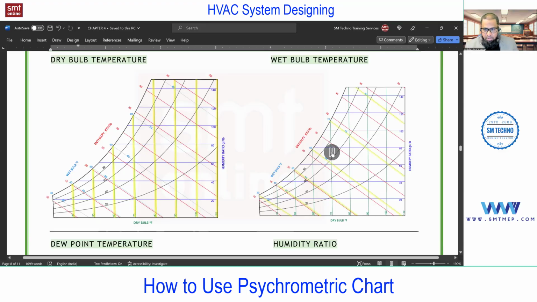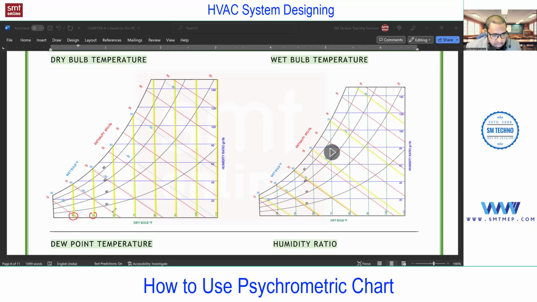One minute, let me pause this. The first one: the vertical lines on the psychrometric chart represent what? Dry bulb temperature. It is shown with vertical lines, but the values increase in the horizontal direction. For example, you see this 40, 50, 60. So it increases horizontally, but is represented with vertical lines. This is the first property, simple.